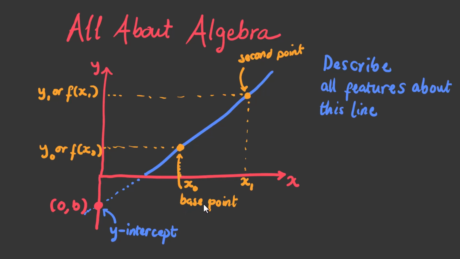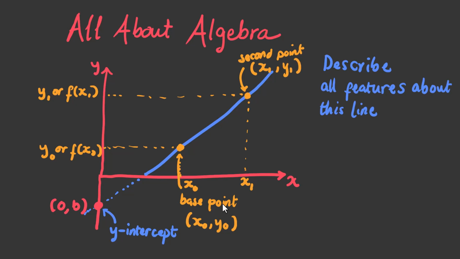Now, labeling the coordinates, our base point is expressed as (x0, y0), and for our second point we have (x1, y1).